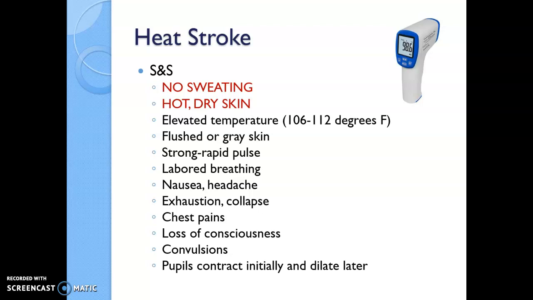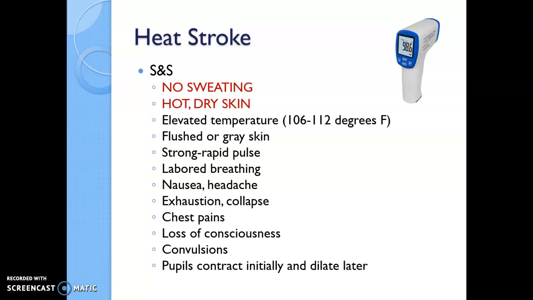So before, with heat exhaustion, we had people that were more cool and clammy and pale. Well, now our body is failing to regulate our body temperature. So it's getting very hot, very red. Someone will have an elevated body temperature, anywhere from 102, 104 degrees, all the way up over 106. They can have flushed or grayish skin. Normally, you will see them flushed and red.